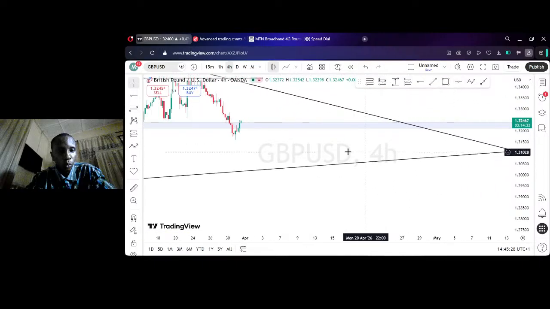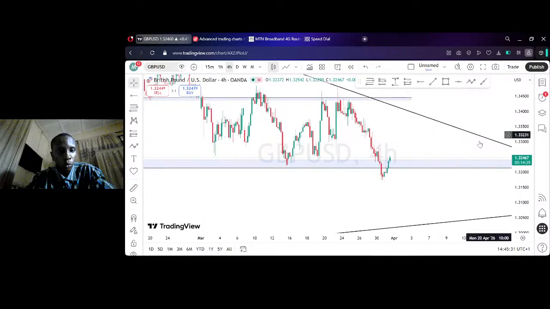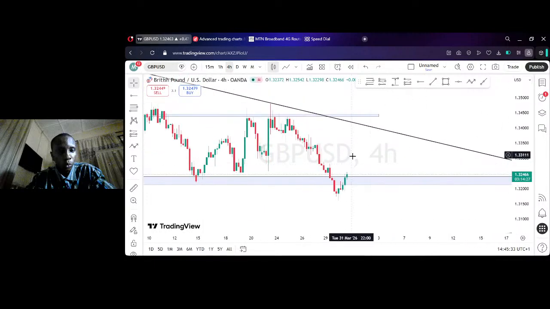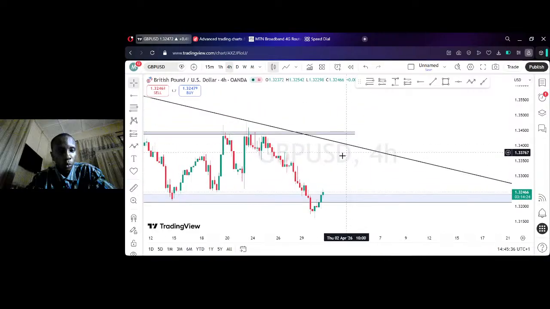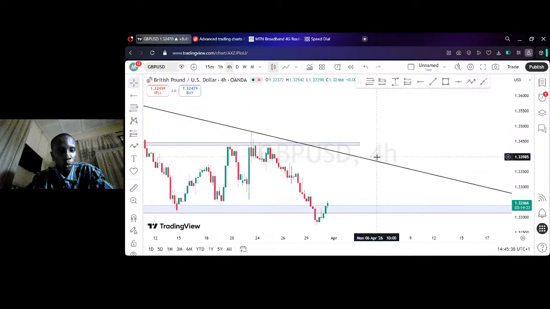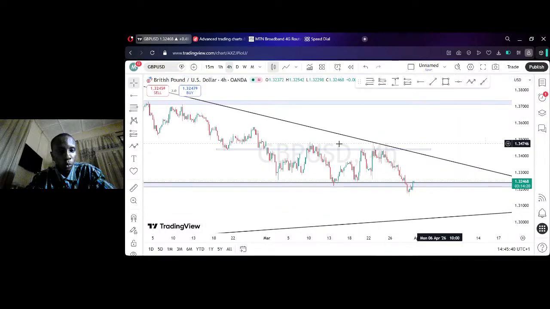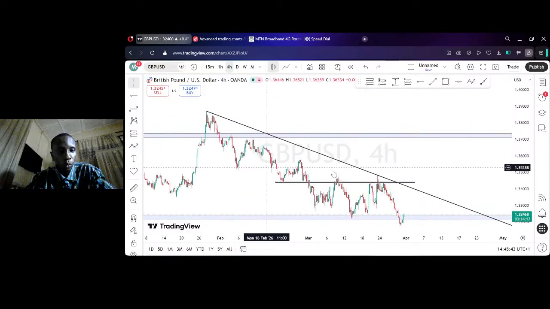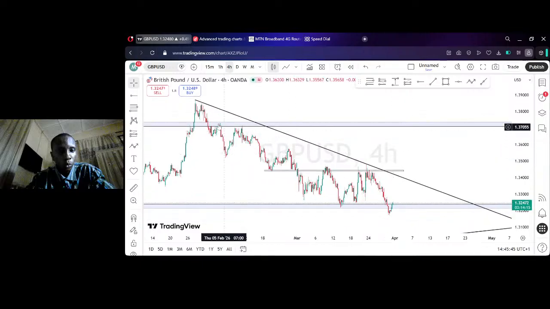So as it is now, we want to see what price action is likely to do next. I will be waiting patiently for price to break out from this trend line. As you can see, we have a low, a high, a low, a high, a low, a high, a low, a high, and a low. So we have a low right here. Price pushed up again to test this resistance level, but could not break through that level.